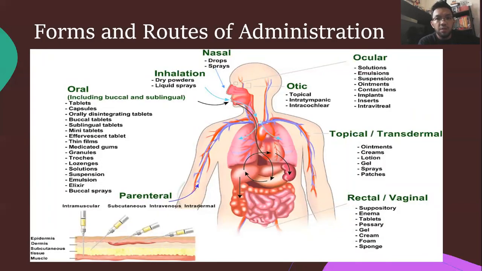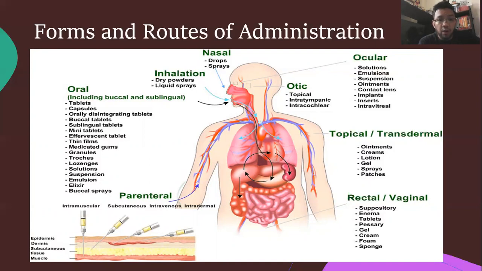Now we go to the forms and routes of administration. Oral, which includes buccal and sublingual, the different forms can be in the form of tablets, capsules, orally disintegrating tablets, chewables, buccal tablets, sublingual tablets, mini tablets, effervescent tablets, thin films, medicated gums, granules, sachets, lozenges, solutions, suspensions, emulsions, elixirs, and buccal sprays.